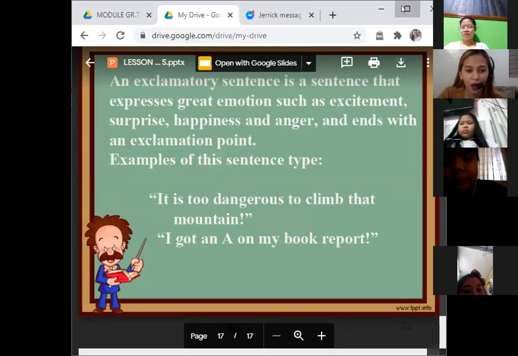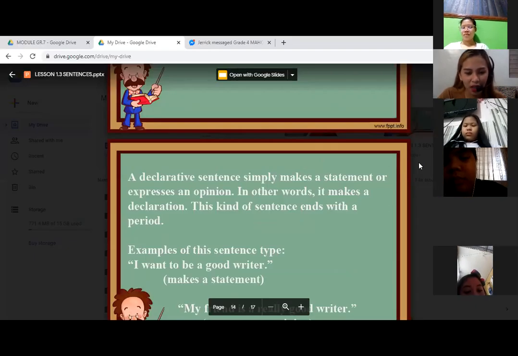Teka lang. Okay, so, next one, look at the example, di ba? Nakalagay dyan. Ay, nawala. Nakikita niyo ba yung nasa screen?